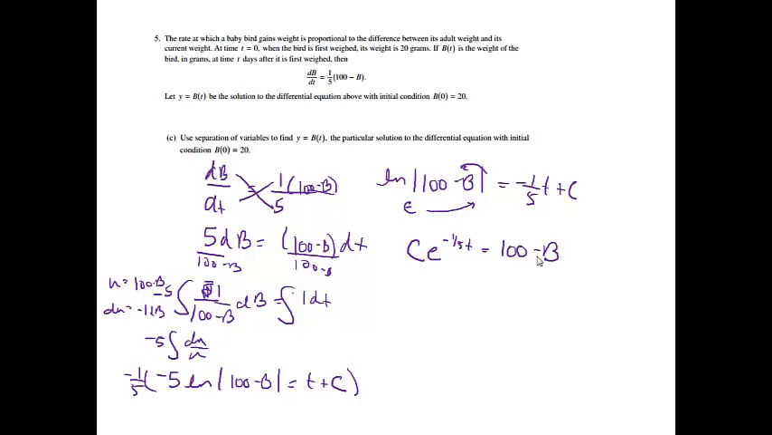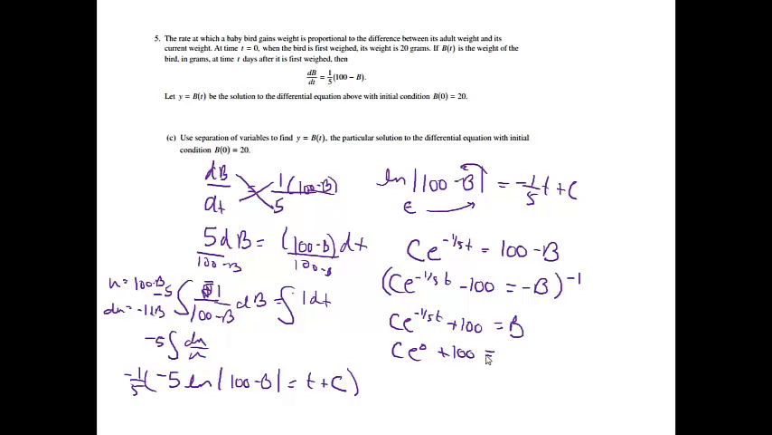Then I'm just going to continue solving this for b. I'll subtract 100 from both sides. And then since I have a negative b, I'm going to multiply the entire equation by negative 1. So I'll get c e to the negative 1/5 t plus 100 is equal to b. And then we do have to use the initial condition b of 0 equals 20. So 0 is my t and b is my 20. So c times e to the 0 plus 100 equals 20. That will just be 1. So if I subtract 100 from both sides, I'll get c is equal to negative 80.